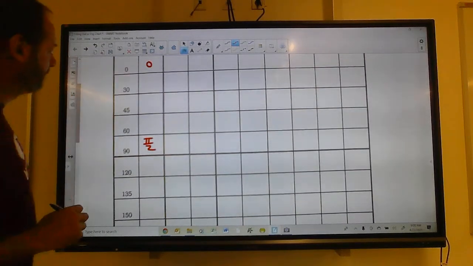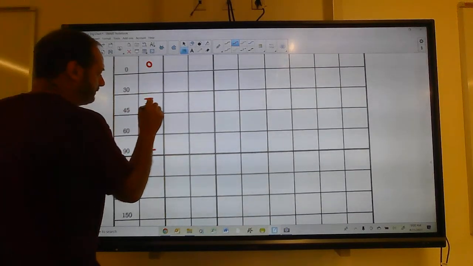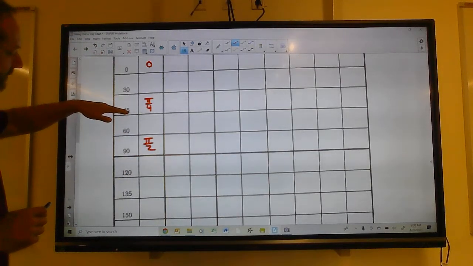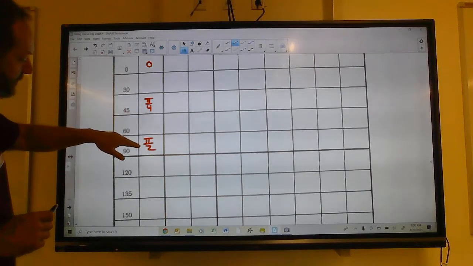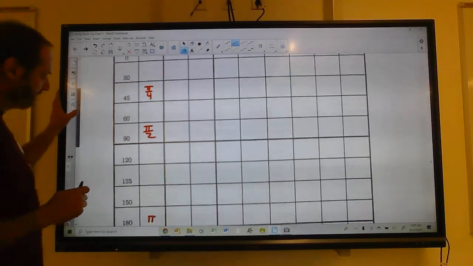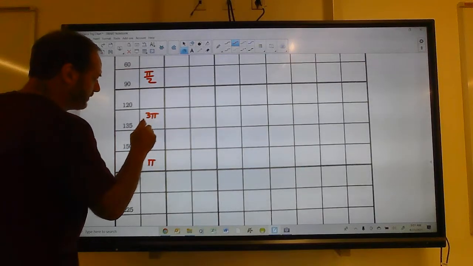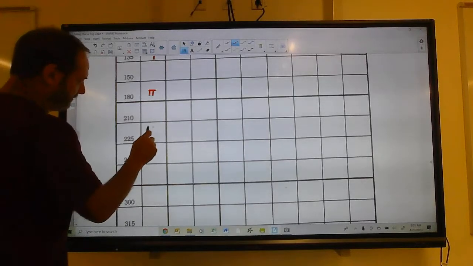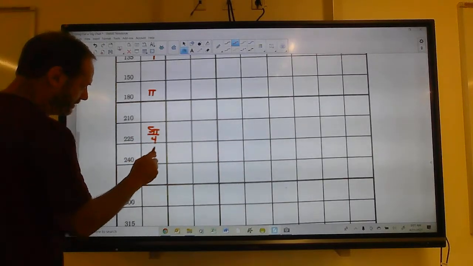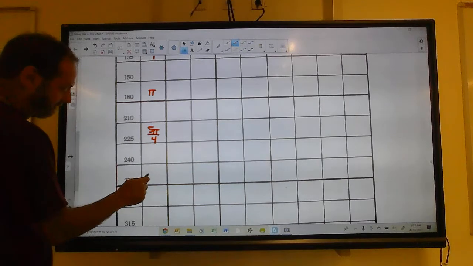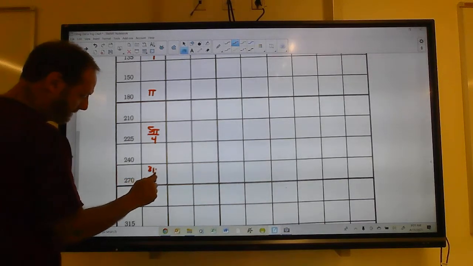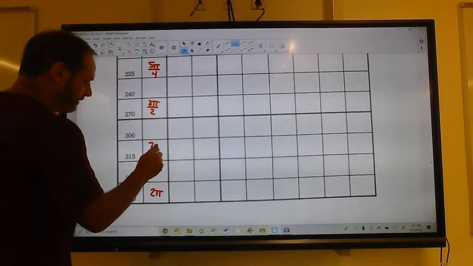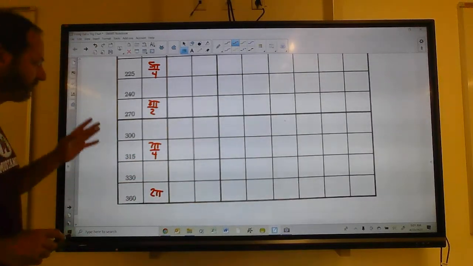And half of that would be 45, which would be pi over 4 radians. And so that means that every 45 degrees is going to be pi over 4 radians. So this is pi over 4, this is 2 pi over 4, 3 pi over 4, 4 pi over 4 is just pi. This would be 5 pi over 4, this would be 6 pi over 4, which reduces to 3 pi over 2. And then this would be 7 pi over 4. So we got all the 45s done real easy.